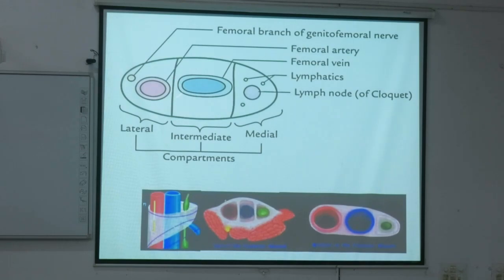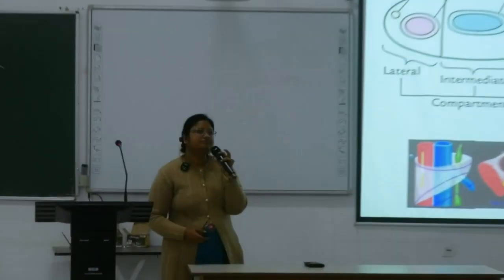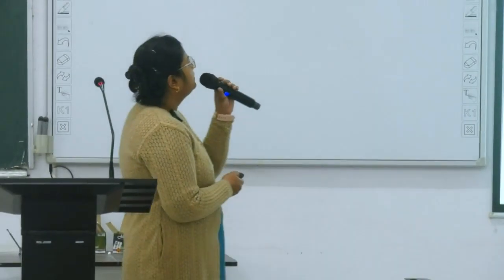See here, lateral compartment containing femoral artery and femoral branch of genitofemoral nerve. So lateral compartment containing the femoral artery and femoral branch of genitofemoral nerve, intermediate compartment containing femoral vein, and medialmost is femoral canal containing lymph node of Cloquet. Okay, so these are the compartments.